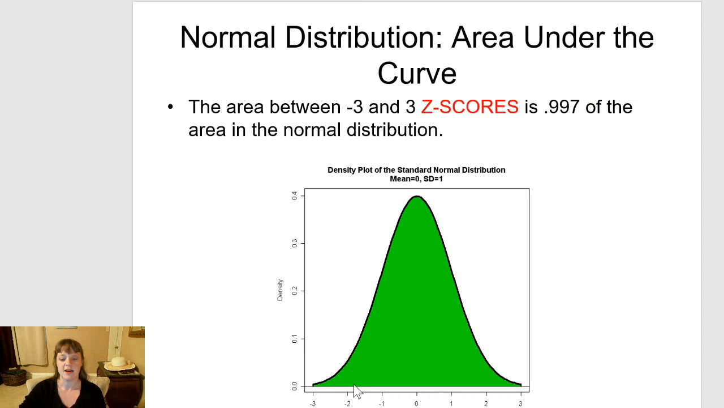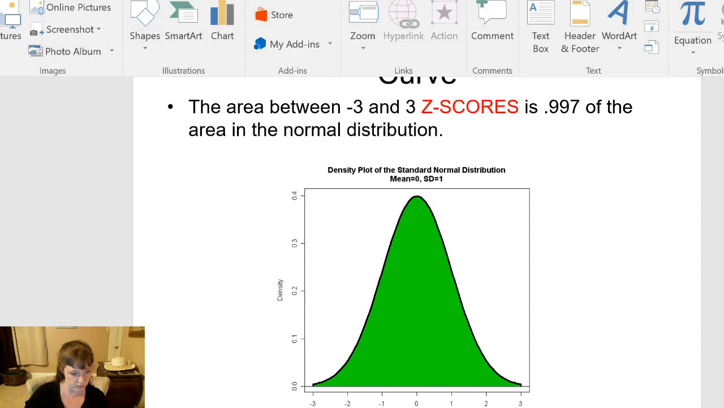And 99.7%, or a proportion of 0.997, of all the scores will be within a Z-score of positive 3 over here and -3 over here. And so it's the exact same thing that we learned before, right? So let's do an example. So let's say I have IQ.